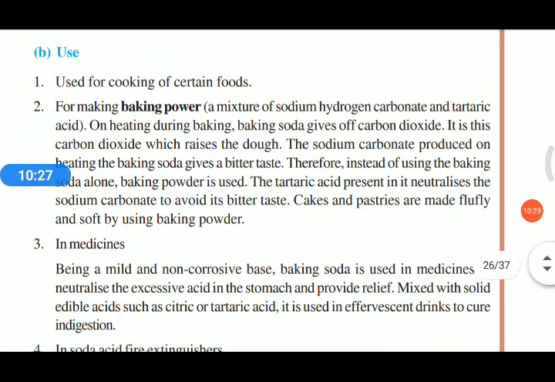The main use of sodium hydrogen carbonate is for cooking of certain foods, and for making baking powder, a mixture of sodium hydrogen carbonate and tartaric acid. We already discussed heating. During baking, baking soda gives off carbon dioxide. It is this carbon dioxide which raises the dough. The sodium carbonate produced on heating the baking soda gives a bitter taste. Therefore, instead of using baking soda alone, baking powder is used. Tartaric acid neutralizes the base produced by heating, so the bitter taste is removed.